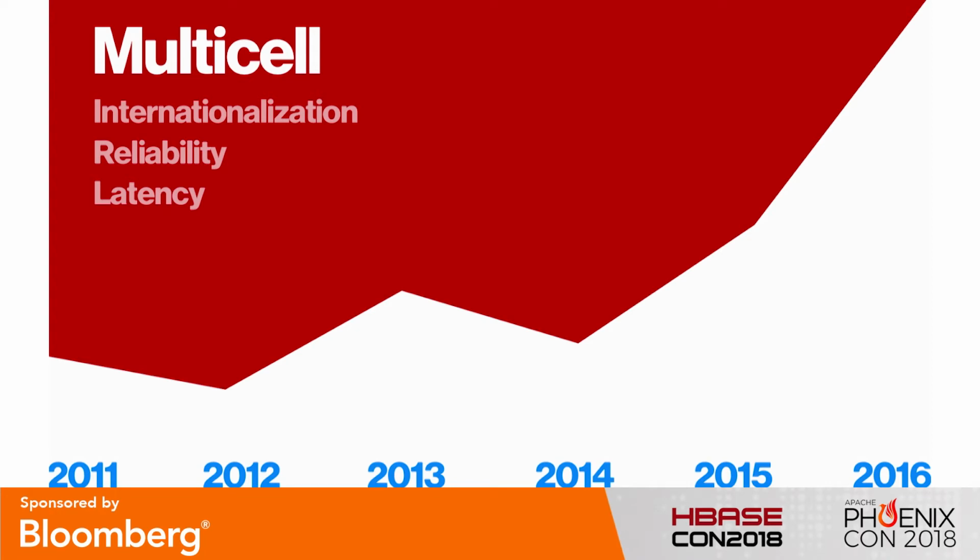So why do we want to do multi-cell? First, we've been working on internationalization for the past several years, and now over half of our active users are from out of the States. So to provide more reliability and lower latency to local users, we decided to explore the multi-cell architecture for our infrastructure.